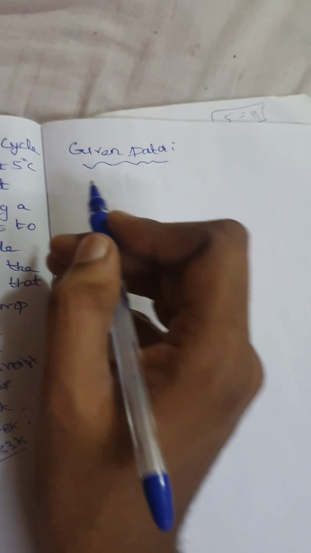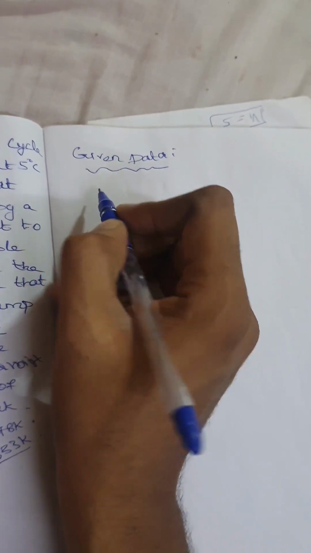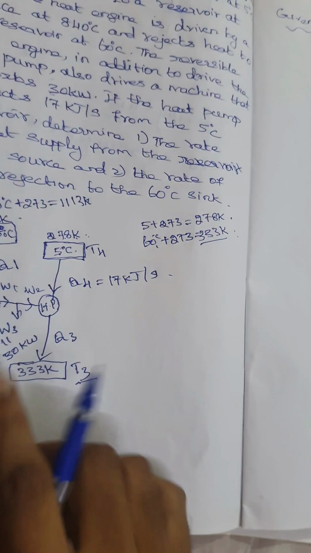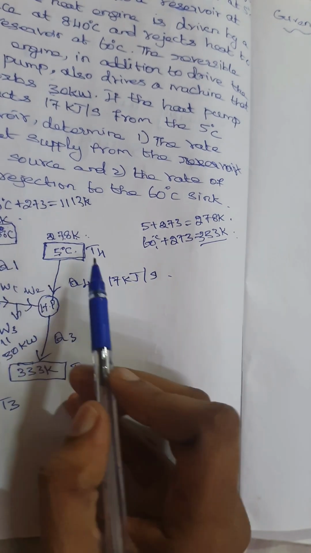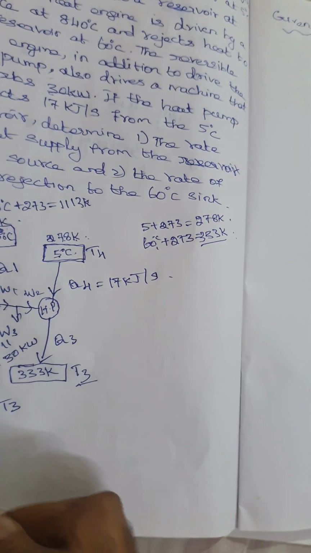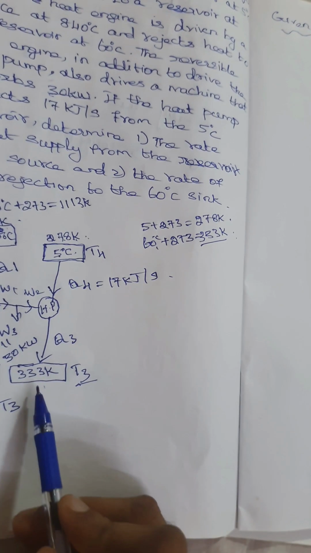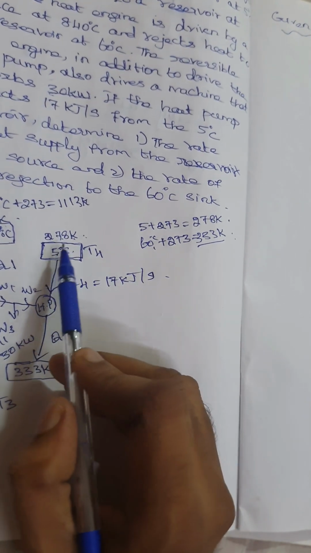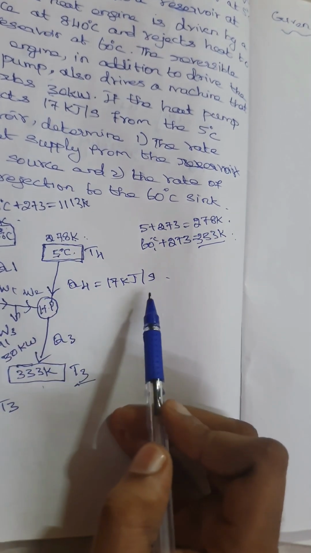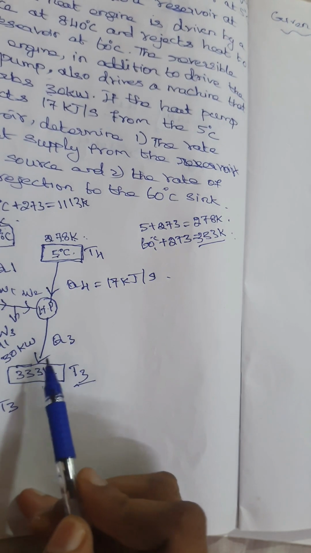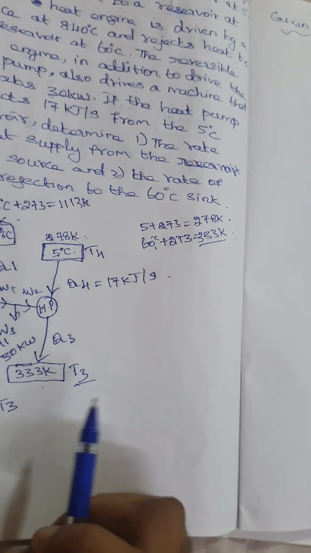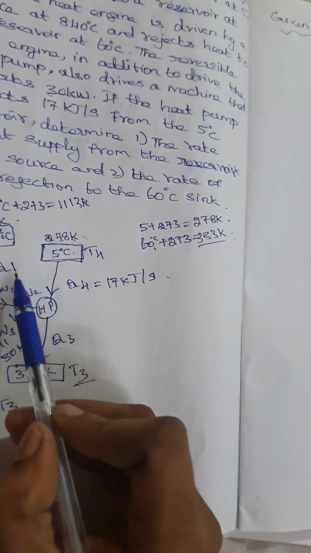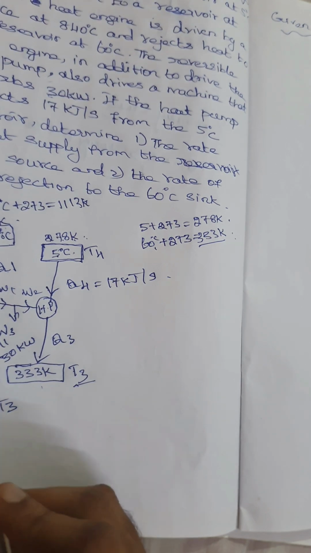Now what is the given data in your question? From the diagram you can easily find out the given data. T1 is equal to 1113 Kelvin, T2 is equal to 333 Kelvin, T3 is equal to 333 Kelvin, T4 is equal to 278 Kelvin, Q4 is equal to 17 kilojoule per second, and work done is equal to 50 kilowatt. These are the given data, and he is asking you to find out Q1, and also Q2 plus Q3.